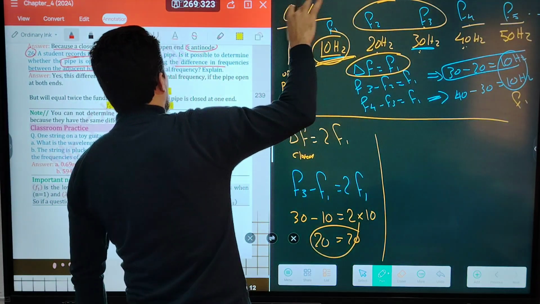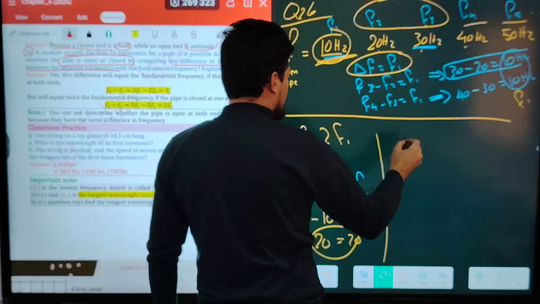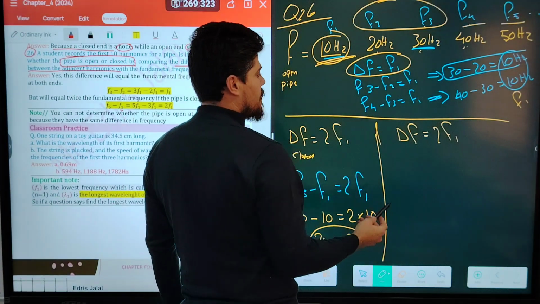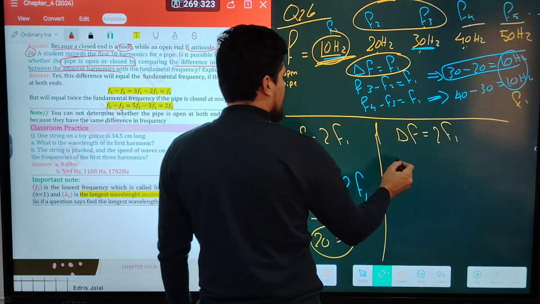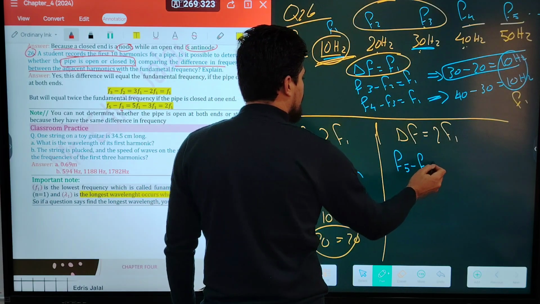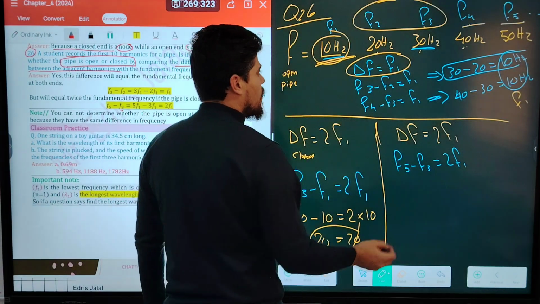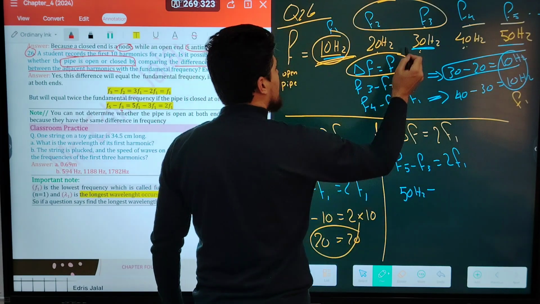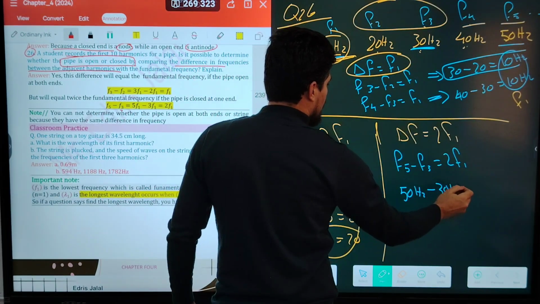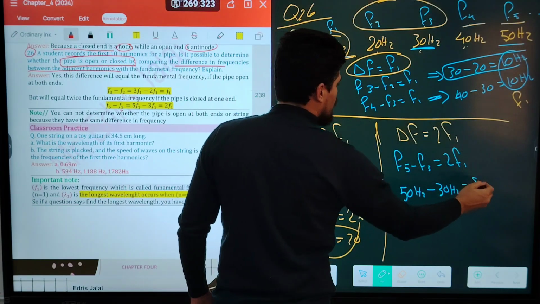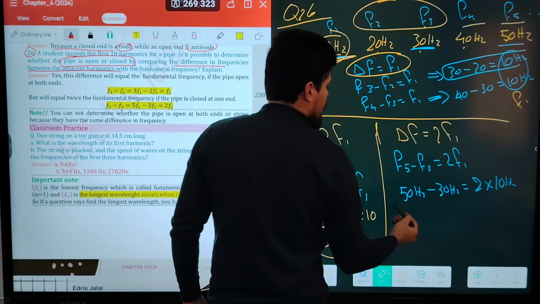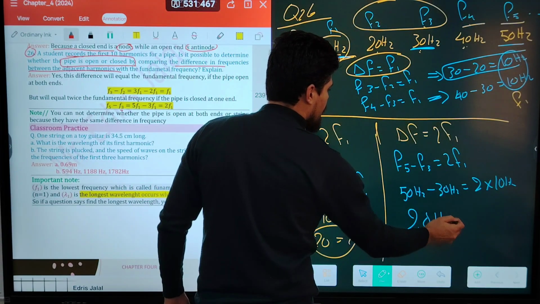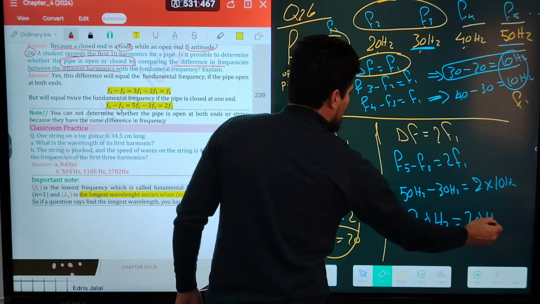Another tone, or another harmonic. Guys, delta F is equal to 2F1 for the closed pipe. Delta F between F5 and F3, F5 minus F3, is equal to 2 times F1? Yes. How? F5 is 50 hertz minus F3, 30 hertz, is equal to 2 times F1, 2 times 10 hertz. 50 hertz minus 30 hertz is equal to 20 hertz. 2 times 10 is 20 hertz.